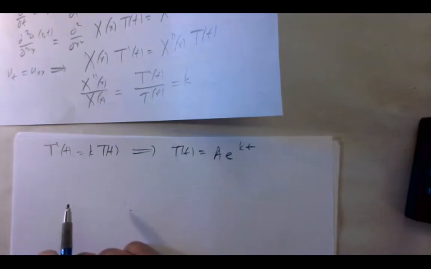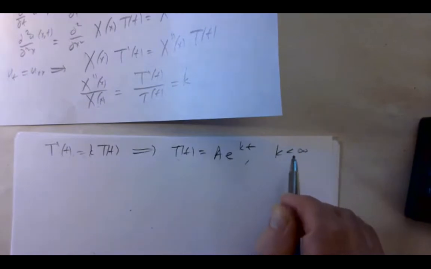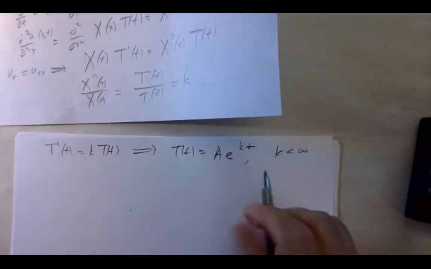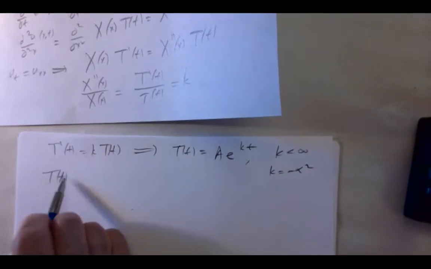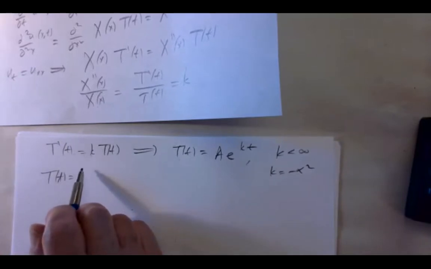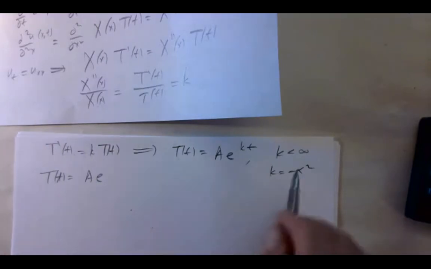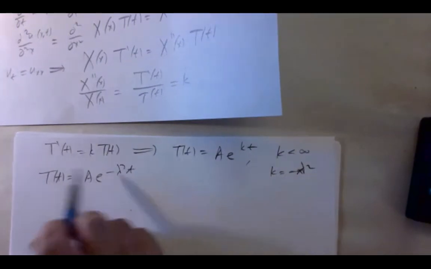And k we expect to be negative because we expect this function to be going to 0, so we can write k as minus lambda squared. So we get the temperature as a function of time is some constant A times e to the minus lambda squared t.